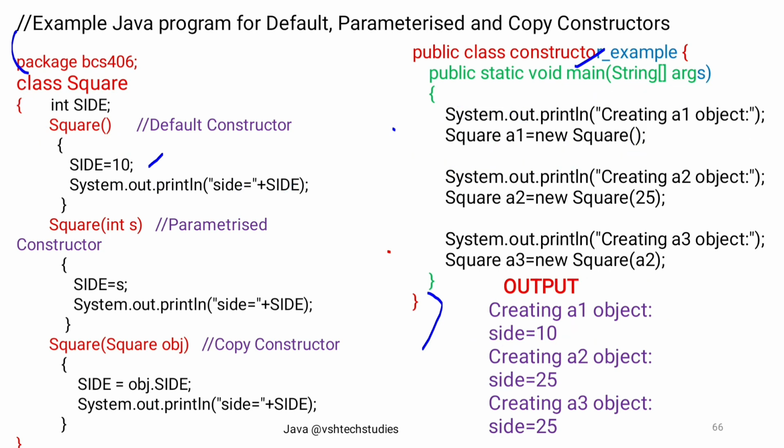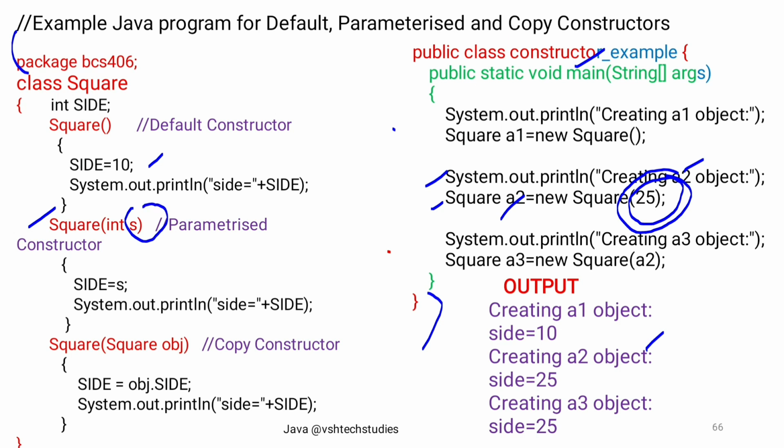Okay. Next, this instruction. This is System.out.println. This message is printed on the monitor, that is "creating a2 object". So that is printed here. So the next statement, that is Square a2 equal to new Square(25). So it creates another object whose name is a2. So now here a parameter is passed. Hence the parameterized constructor gets executed automatically. This 25 is copied into s here.